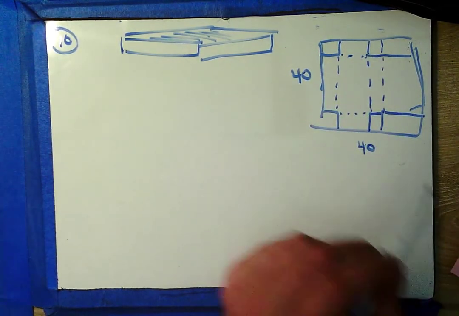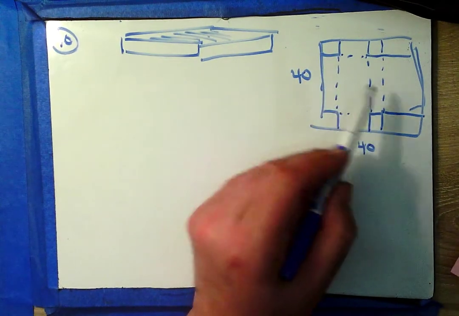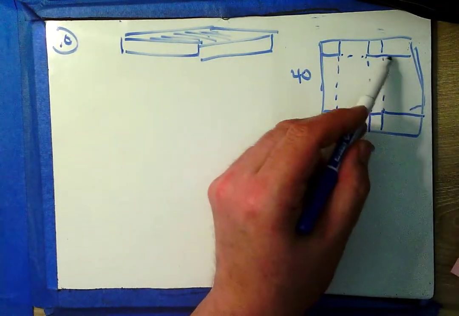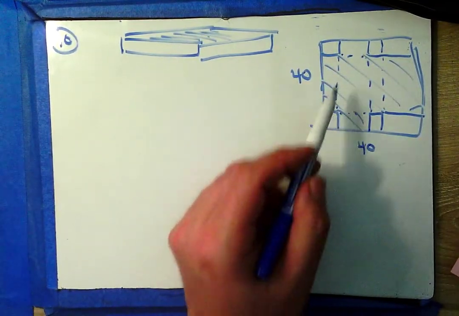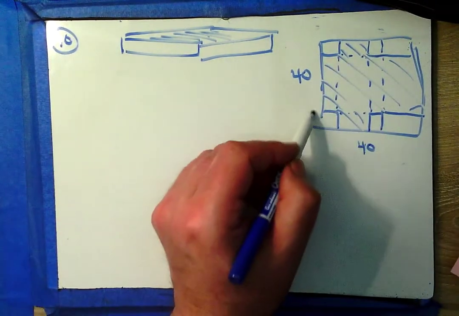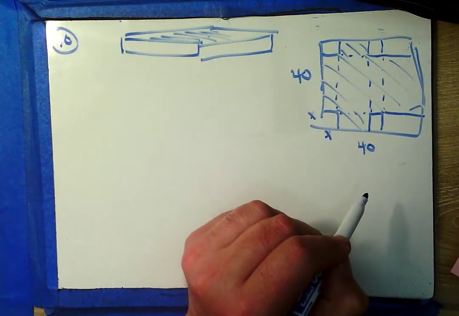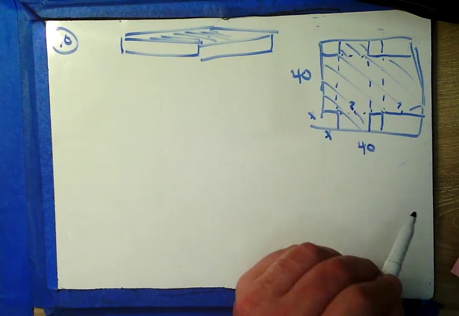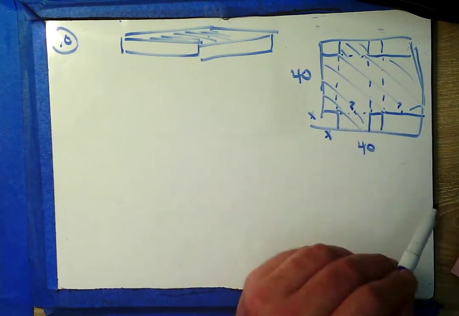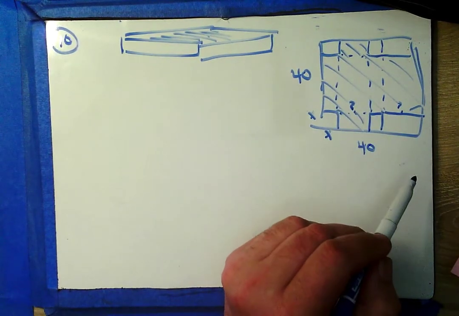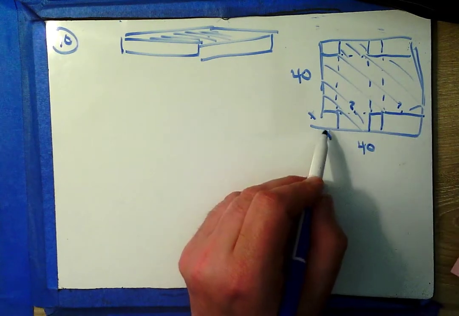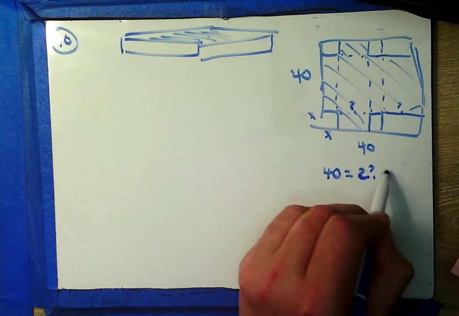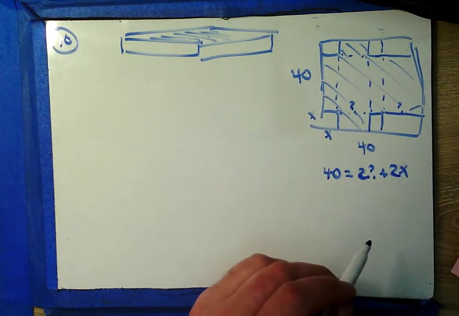Okay, so there's the bottom, the front, the back, left side, right side, and top. We're keeping all of this, and we're throwing these little bits away. You know this is x by x. I don't know how big these are, but I know they're the same because they're the top and bottom lengths. So I'm going to say that this side length, 40, equals 2 question marks plus 2 x's.